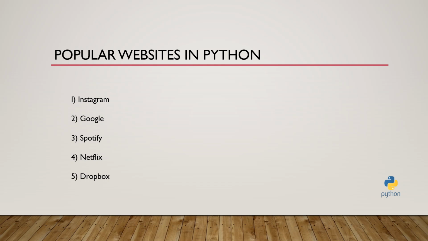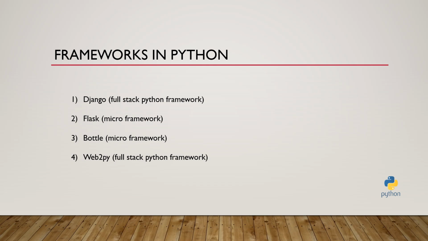Now let's discuss the frameworks of Python. One of the most famous frameworks in Python is Django. It includes all the necessary features by default. Django follows the MVC architecture. Also, Django is a full stack Python framework, and it is open source and free to use.